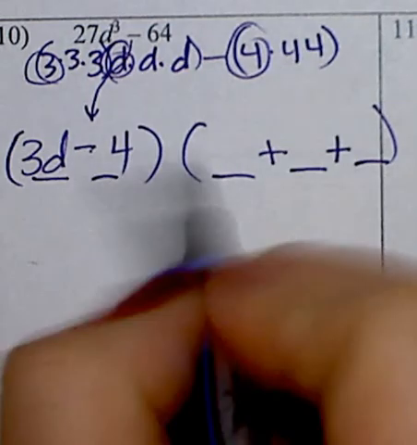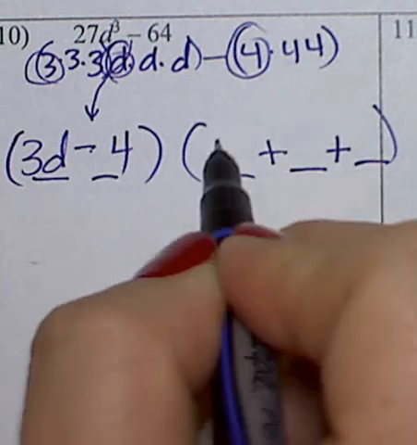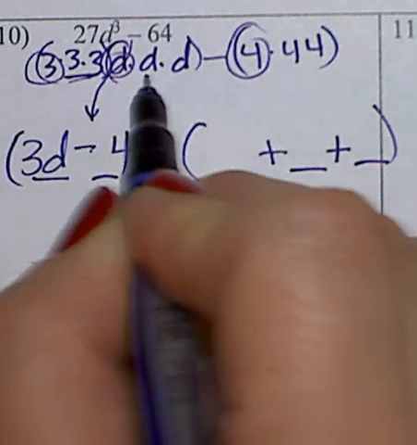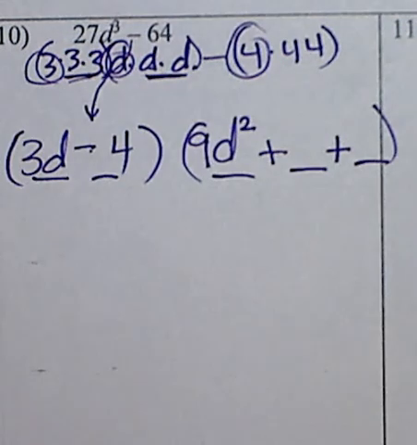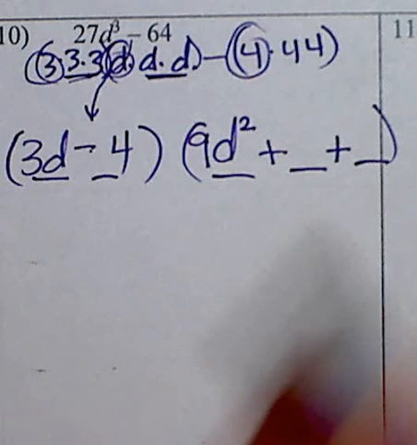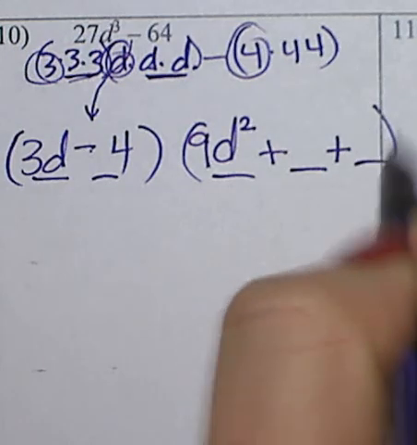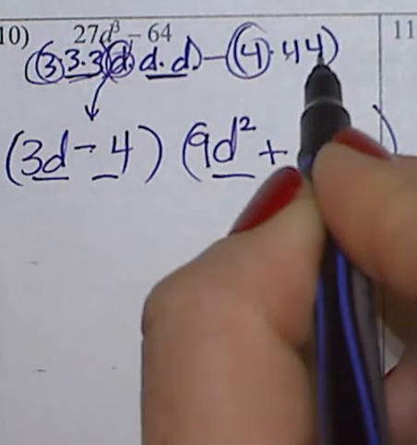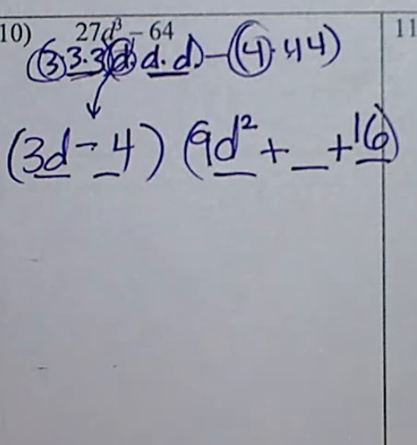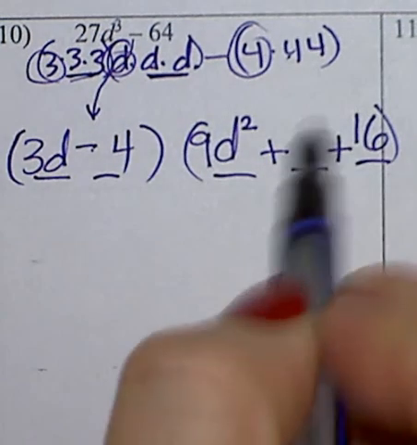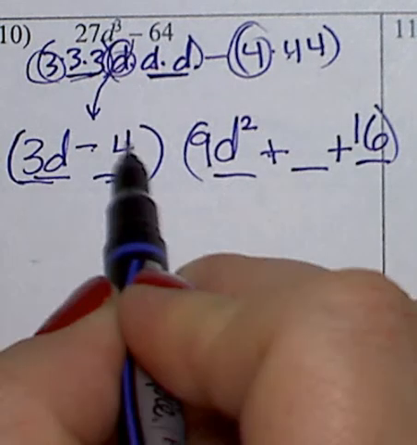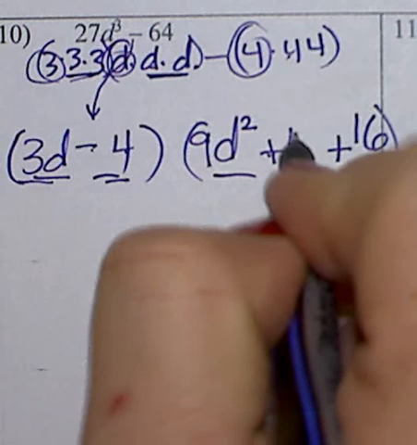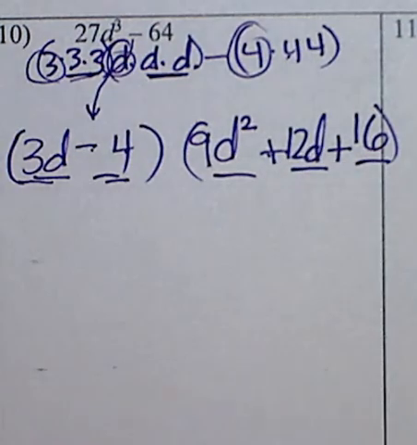Now, in the first term in the second parentheses, you have 2 3's left and 2 d's. 3 times 3 is 9, d times d is d squared. In the second parenthesis, at the last position, 4 times 4 is 16. How do you come up with this middle term? Forget about the sign. We've already taken care of it. We multiply these 2 terms. 4 times 3d is 12d. I'm going to let you do 11 and 12 for practice.